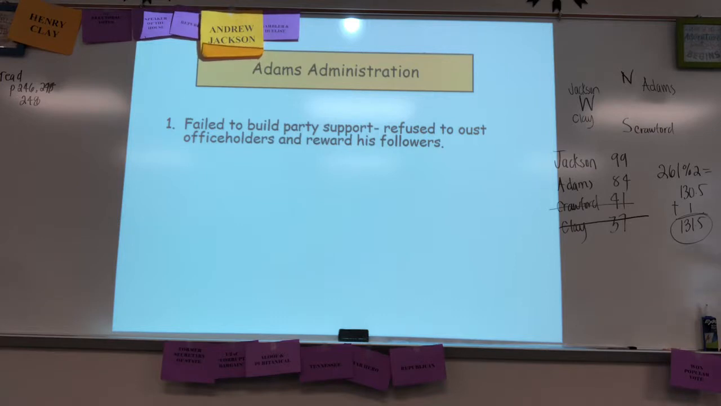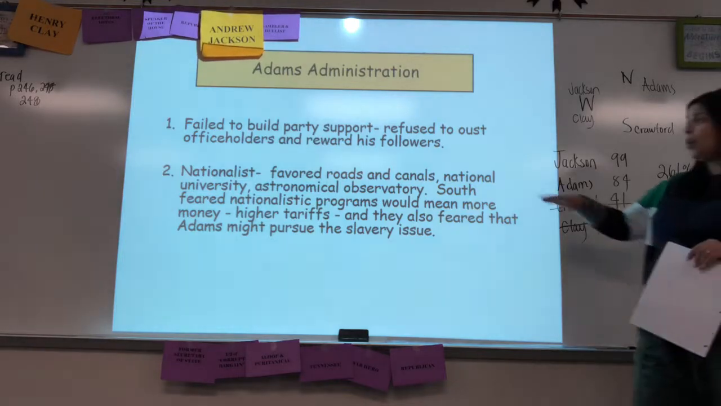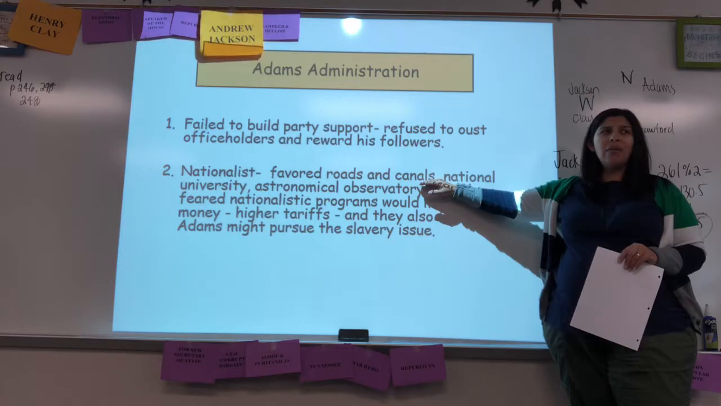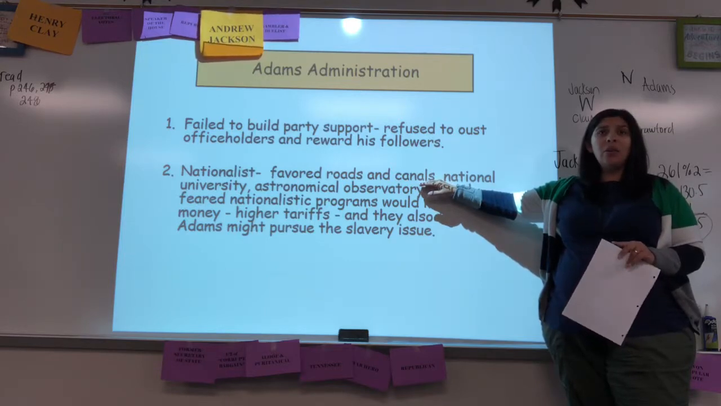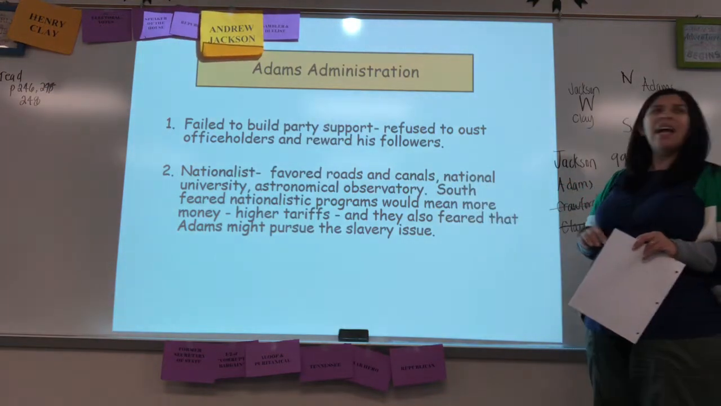Okay, so the next question on number 9. How did the South feel about his programs? Adams is going to come in and put roads and canals. Does the South like roads and canals? Why not? They don't what? Do they get them? No. So are they going to have to pay for these roads and canals? Yes. The next thing, a national university.